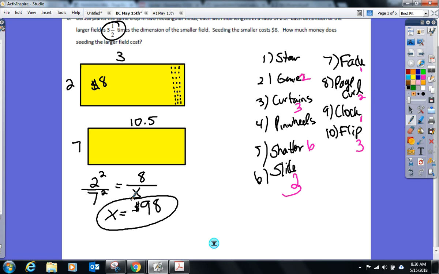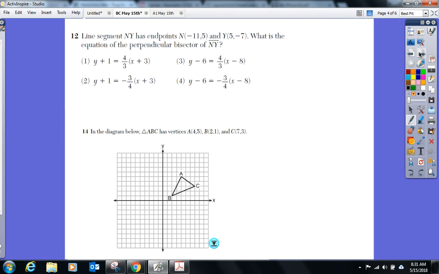Bring out your Regents packet. I'll go right to the bell here today. Let's get out the Regents packet. Maybe we can get one done, I think. 12, everybody, 12. Take a look at 12.